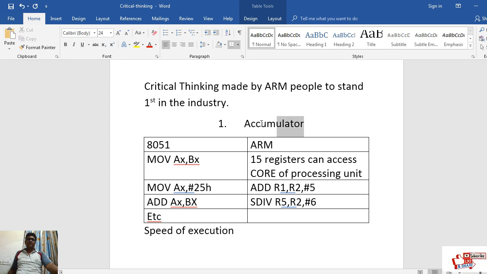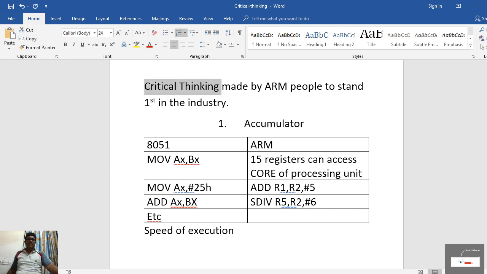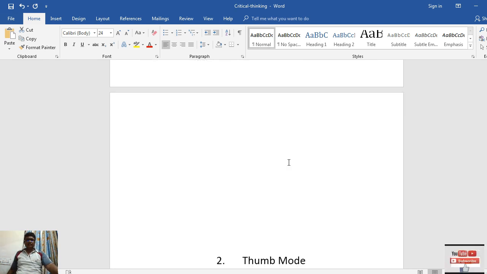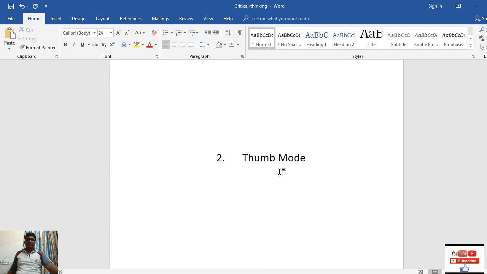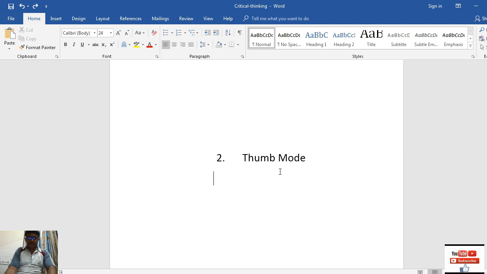So this was the very first critical thinking made by the ARM people, removing the dependency on only one register, that is the accumulator, to speak with your core. And the next one is thumb mode.